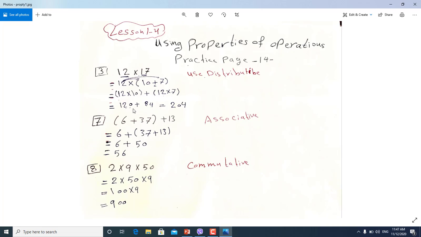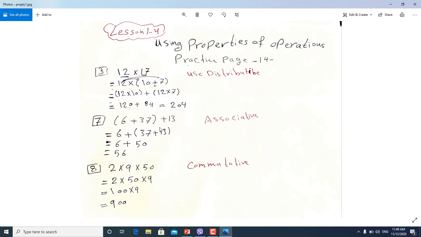After that, 120 plus 84, let's add 1s with 1s and 10s with 10s. 4 plus 0 is 4, and 8 plus 2 is 10. 0, 1 regroup. 1 plus 1 is 2. So we get 204. And from number 7, 6 plus 37 inside parentheses plus 13.